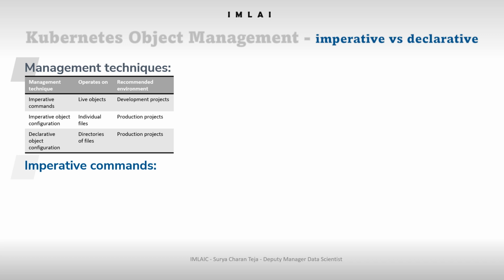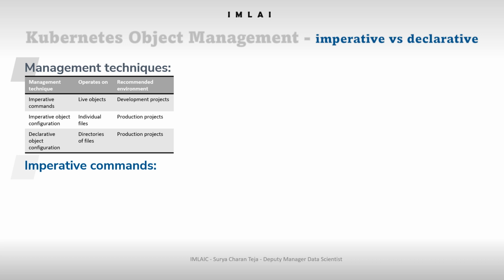So imperative commands. What are the imperative commands? What does an imperative command mean? When using imperative commands, a user operates directly on live objects in a cluster. What is an object? That we are going to discuss in a while, but don't worry. In the simplest way, let's consider an object means a state, a node. In this case we are going to consider a pod as one object. Okay, pod is one object.